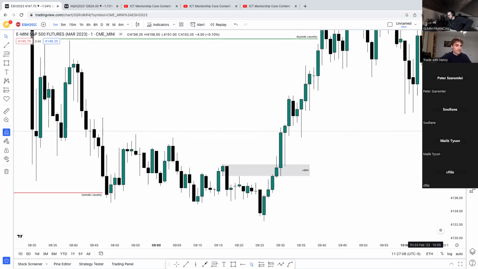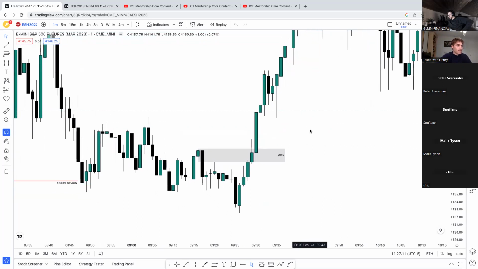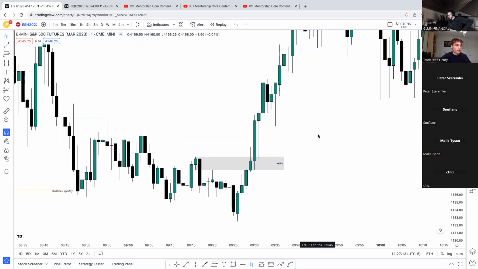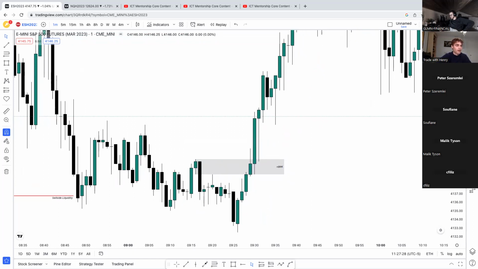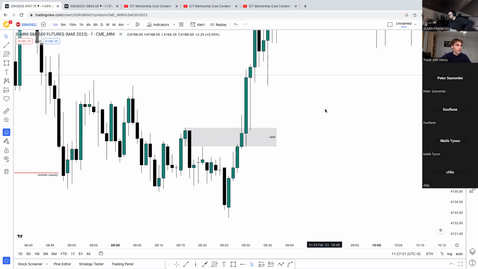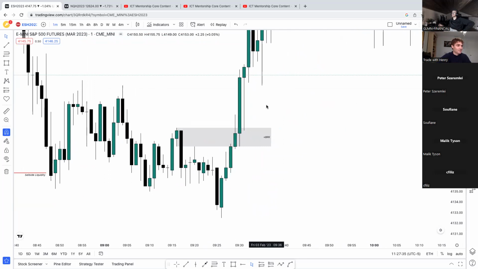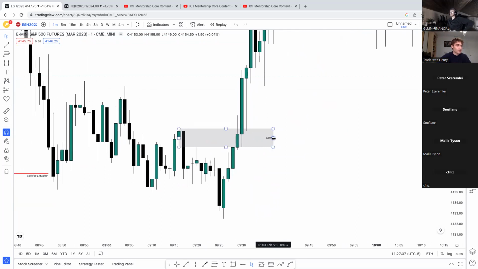Something interesting to see too is that with all of these PD arrays, fair value gaps, order blocks, breaker blocks, anything you can think of, we have three main areas that are important: the high, the mean threshold on a breaker or an order block, and the low. I always get those confused, so I just say midpoint. Gaps and imbalances would be our consequent encroachment.